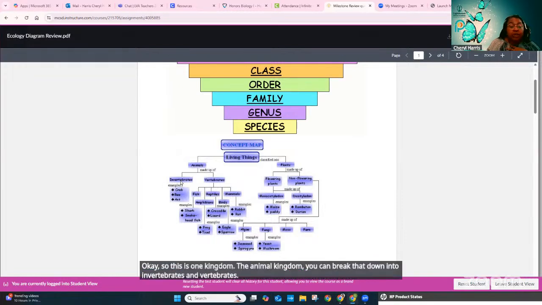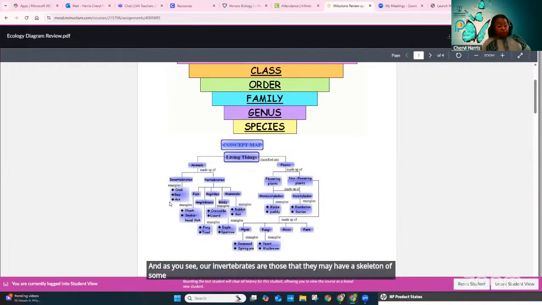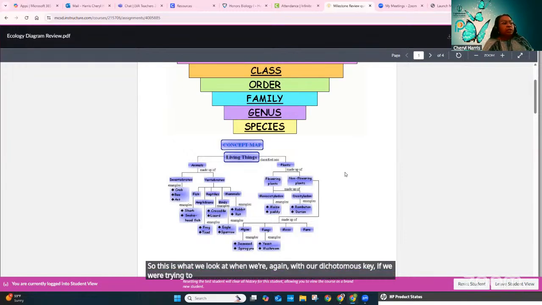And as you see, our invertebrates are those that they may have a skeleton or something, but it's an exoskeleton. It's something hard on the outside. So that makes them different from vertebrates, which have an internal skeleton. So this is what we look at when we're, again, with our dichotomous key. If we were trying to separate the animals in our picture, we would say, do they have an outside skeleton or no skeleton, or do they have an internal skeleton? And then we can look at our examples there.